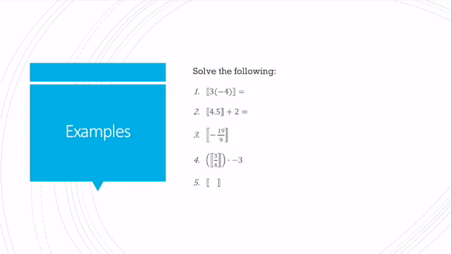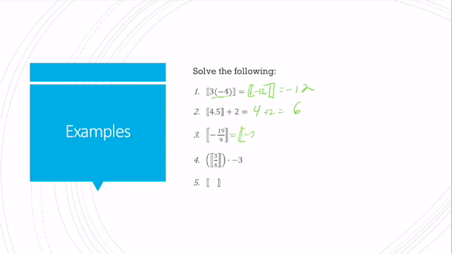So let's take a look at solving a few examples. If I have the greatest integer function, we're going to treat it like parentheses. We want to solve what's inside first. So I'm going to have the greatest integer of negative 12. Well, that's just going to be negative 12. The greatest integer of 4.5, remember we're pairing it with the one below it, so that would be 4, plus 2 would be 6.